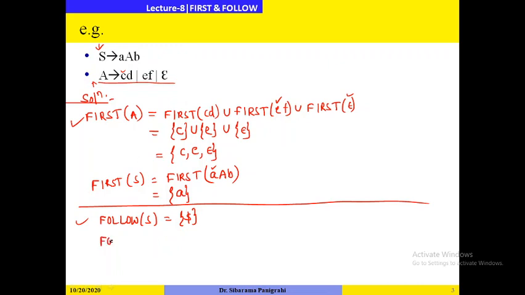Now let me compute Follow of A. Follow of A means which production do I have to look at? I have to look at the productions whose right hand side contains A. Here you see this is the production whose right hand side contains A. So Follow of A is nothing but First of the remaining. After A what is there? It's only B. So First of B. First of B means it's a terminal, and that terminal will be there in the Follow of A. So Follow of S is dollar, Follow of A is B. I hope all of you have understood how to compute First and Follow.